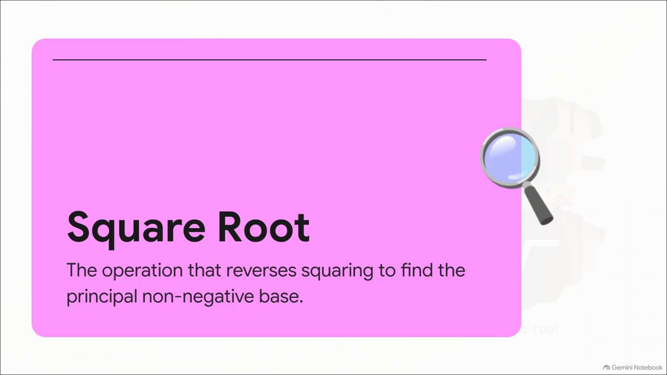Now, you really want to notice that term non-negative. Mathematically, the square root of x squared equals the absolute value of x. While both 5 squared and negative 5 squared equal 25, the square root symbol strictly asks for the principal non-negative root.